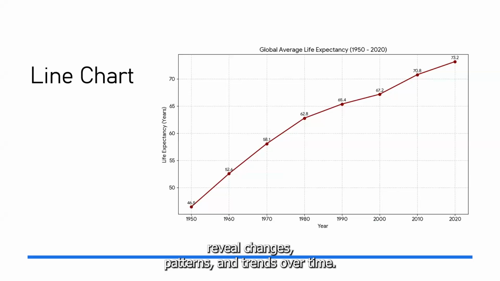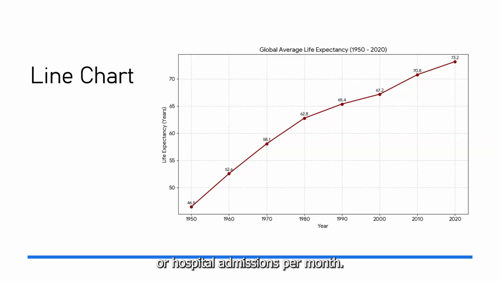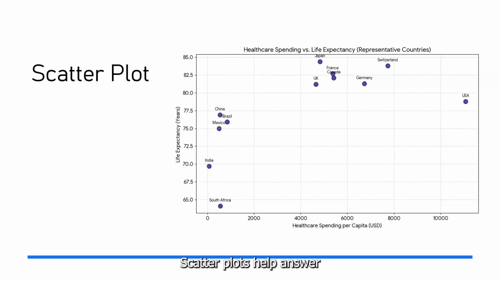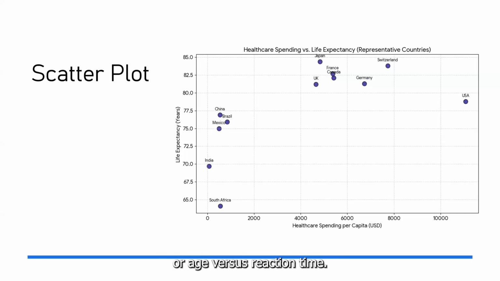Line charts help reveal changes, patterns, and trends over time. Even small fluctuations become more obvious when visualized. Line charts are good for things like tracking glucose levels over time or hospital admissions by month. Scatter plots help answer, are these variables related? In medical research, correlation analysis often starts with a scatter plot. For example, you can use a scatter plot to look at BMI versus cholesterol or age versus reaction time.